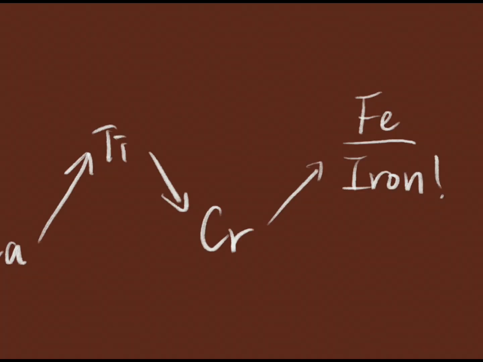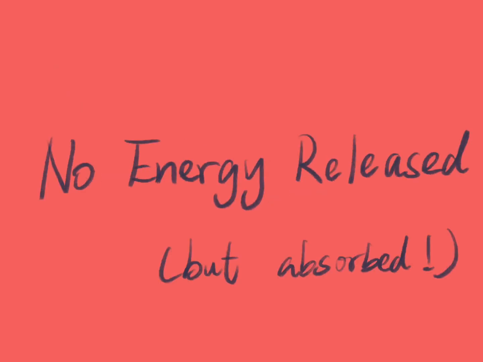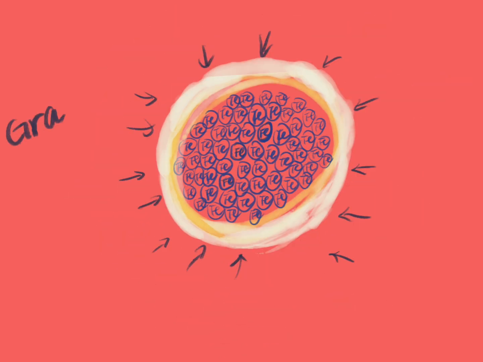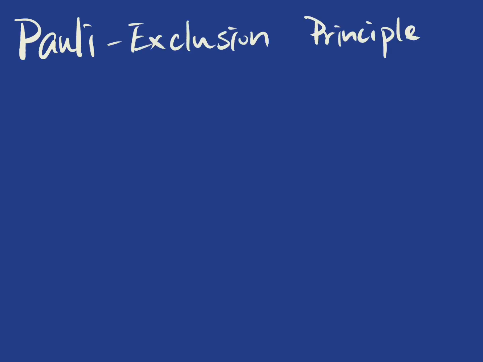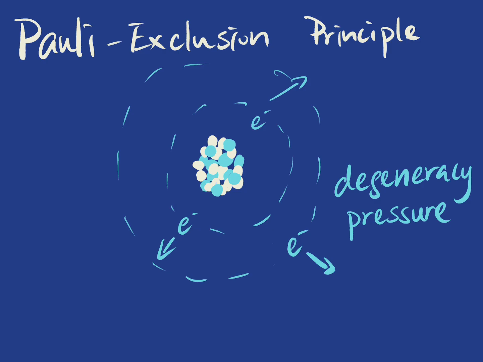But iron marks a turning point. Fusing iron does not release energy. Instead, it consumes it. Once the core fills with iron, fusion can no longer support the star. Gravity takes over and the core collapses inward. At this point, the Pauli exclusion principle states that electrons cannot be squeezed into the same states. This creates an intense resistance known as degeneracy pressure.